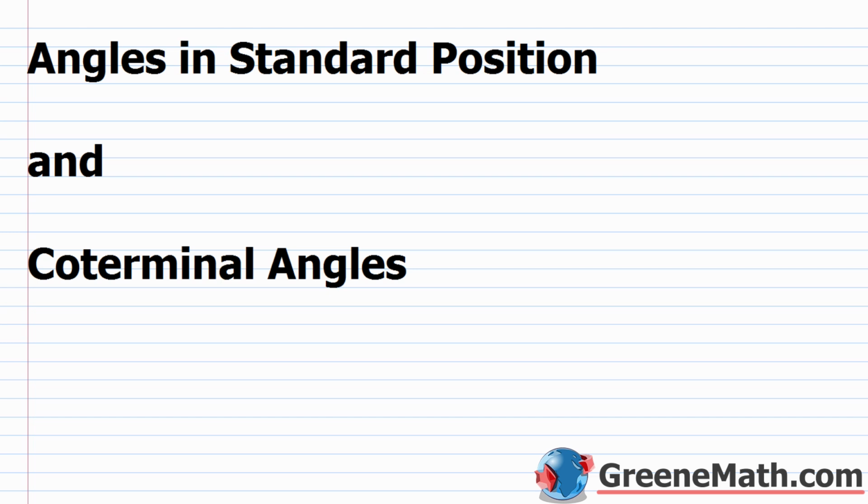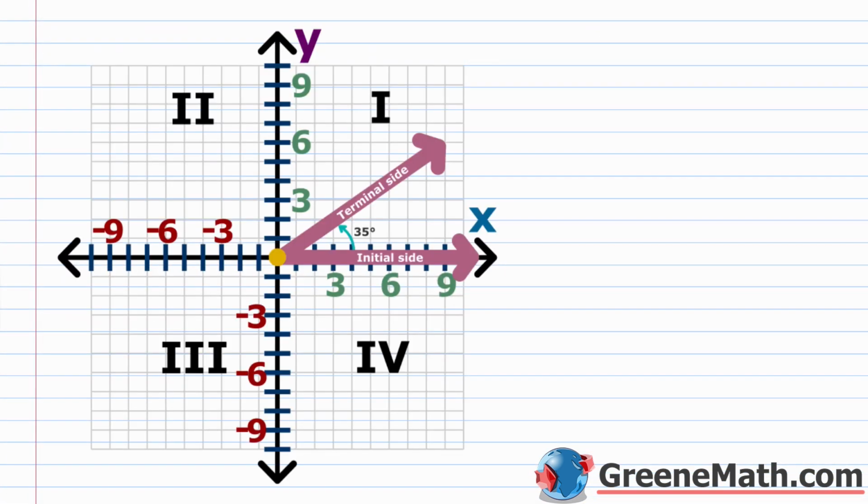In this lesson, we want to talk about angles in standard position, and also coterminal angles. An angle is in what we call standard position if its vertex is at the origin and its initial side lies on the positive x-axis. So that's all it is.